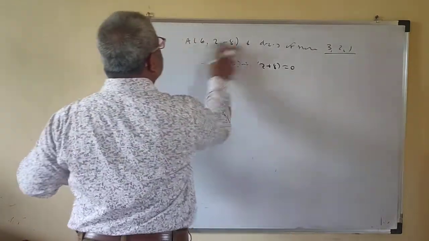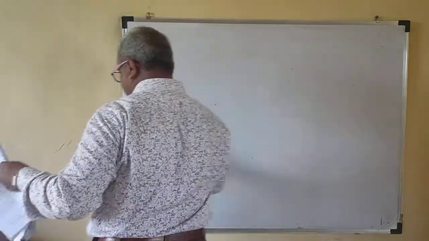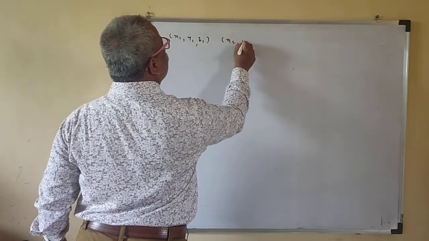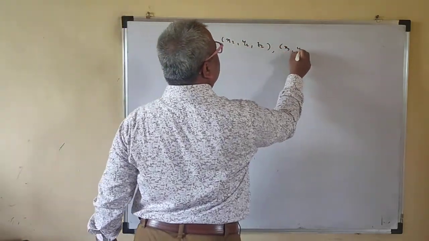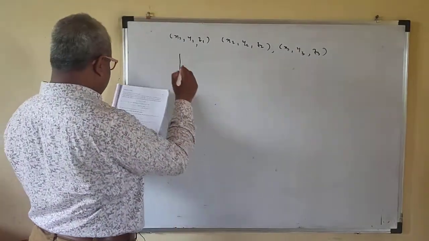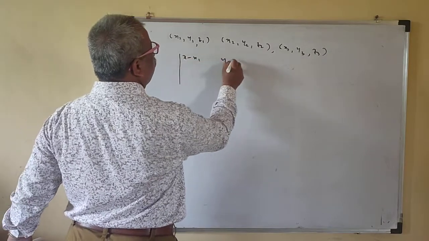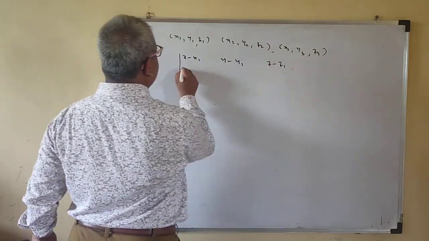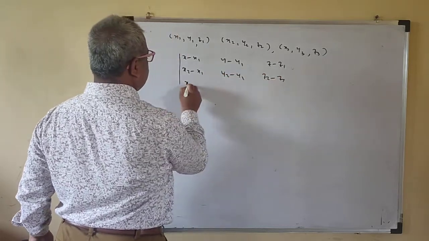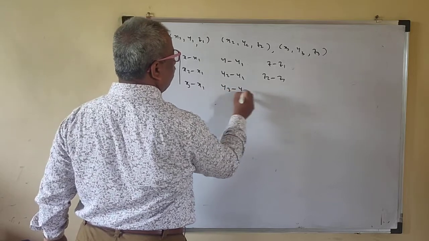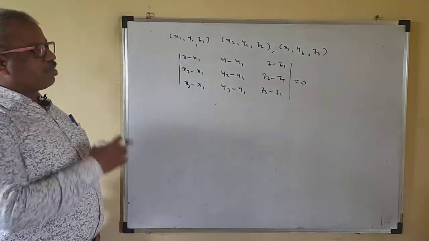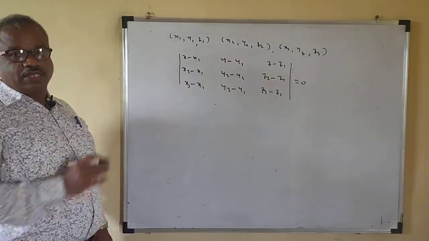Now suppose we have 3 points (x1, y1, z1), (x2, y2, z2), (x3, y3, z3), and you want to find the equation of the plane passing through these 3 points. The formula is the determinant with rows x − x1, y − y1, z − z1; x2 − x1, y2 − y1, z2 − z1; x3 − x1, y3 − y1, z3 − z1, equal to 0. If you evaluate this determinant, you will get the equation of the plane passing through these 3 points.